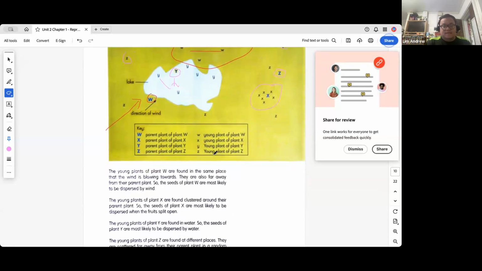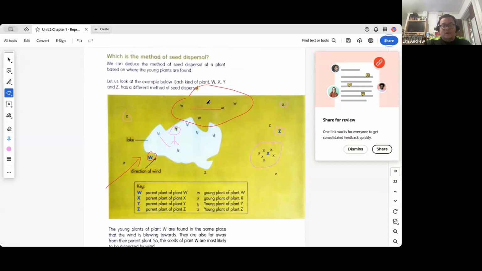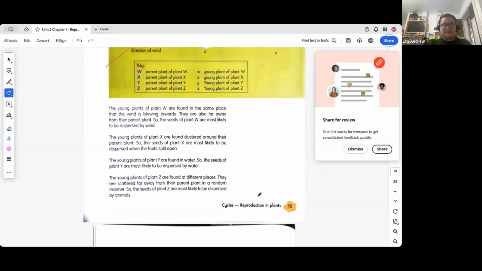All right. Wind will always follow the wind direction. Water will always be in water or near water. Scattered around the adult plant will always be explosion. Scattered all over the place will always be animal. All right. Let's carry on.